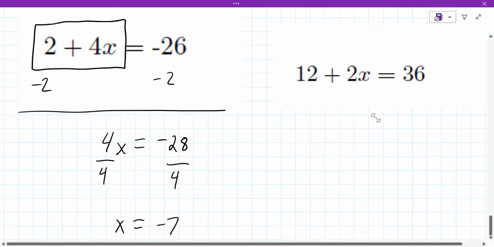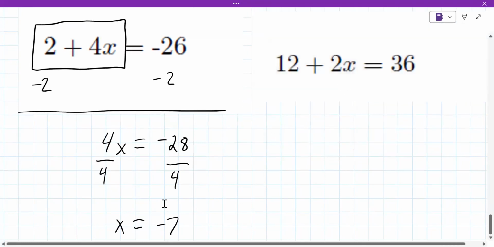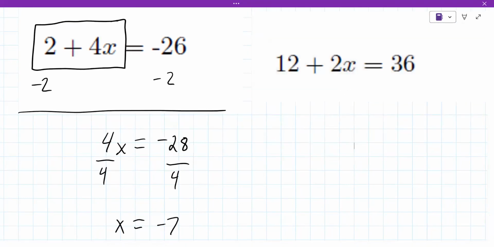Right, here we go. Another one for you to look at. Getting a lot of practice in today. I'd like you to try this one on your own, please. 12. Perfect. X is 12. Good.